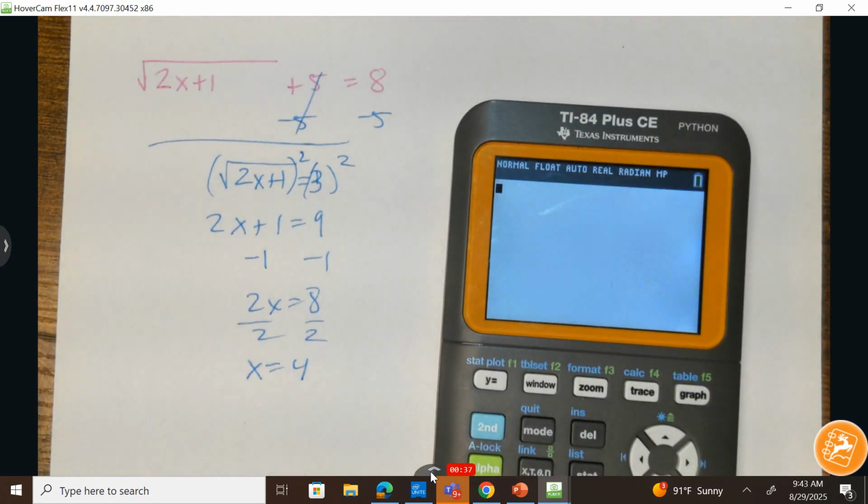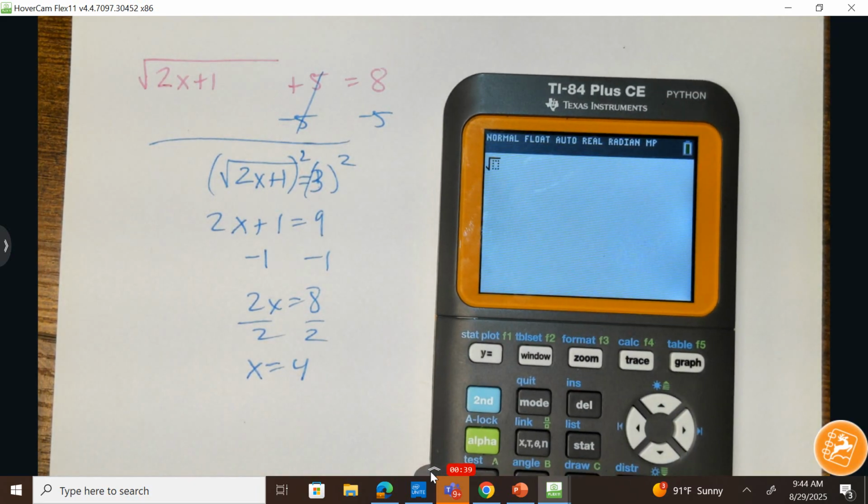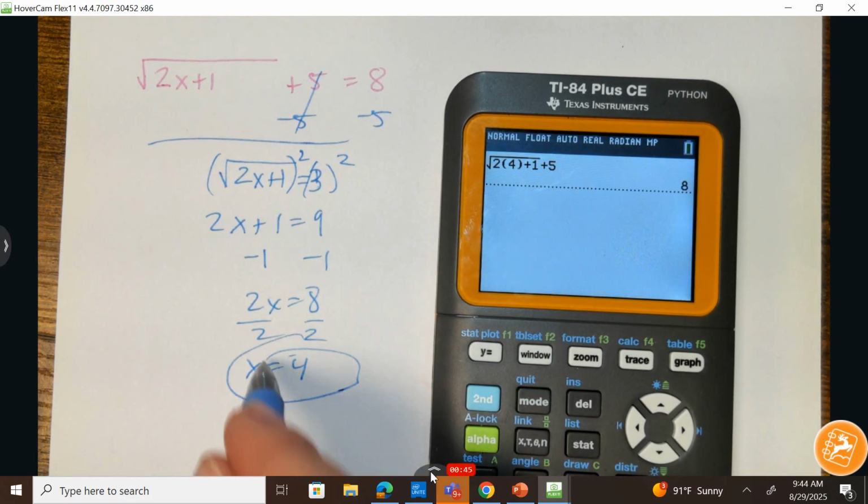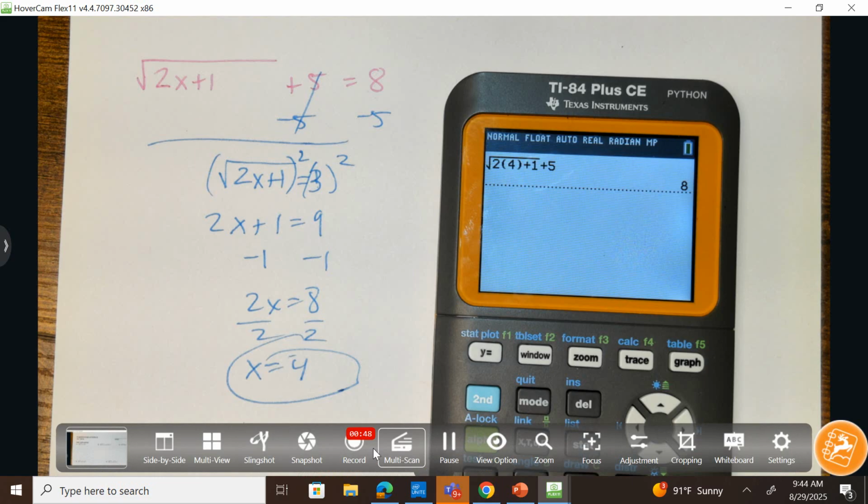So using my calculator, I'm going to come back up here, taking the square root of 2 times 4 plus 1, going outside plus 5. This must equal 8. It does. I just checked my work. Let's try it. Problem number 2.